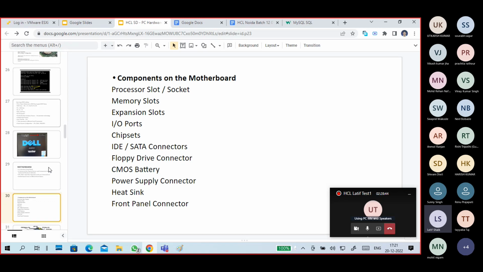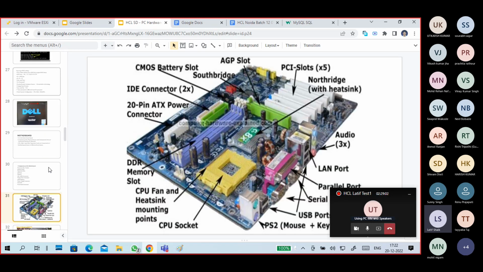Okay, different types of chipsets are there. SATA connector, IDE connector, floppy disk drive connector in olden days. The CMOS battery can connect, and power supply connectors, heatsink connectors, front panel connectors. Different types of connectors, slots, sockets are there. This is one of the motherboards, which is a little older.